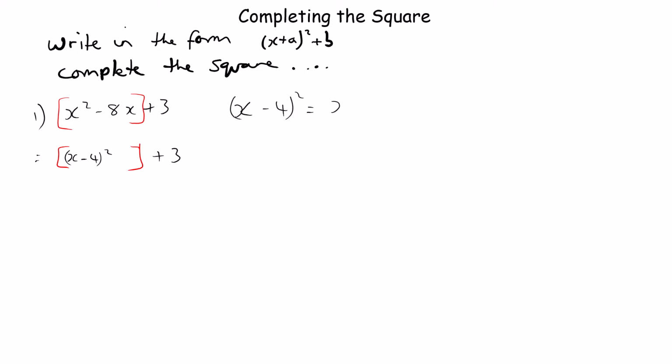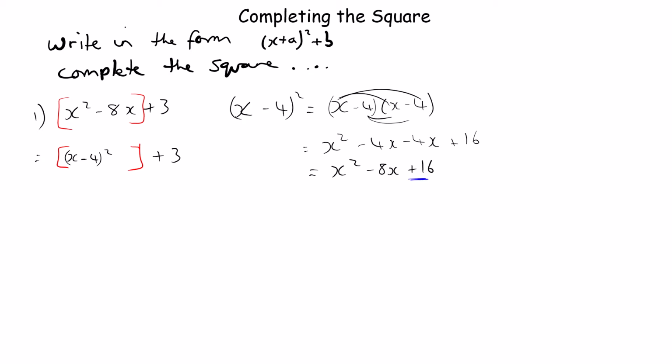But if we were to expand out x minus 4 squared, we would get, obviously, x minus 4 times x minus 4. So that's x times x, x squared. X times minus 4 is minus 4x. Minus 4 times x is minus 4x. And minus 4 times minus 4 is plus 16. Tidy that up gives us x squared minus 8x plus 16. And we can see, compared to what we had to start with, we've got this extra plus 16. So we need to take that away.